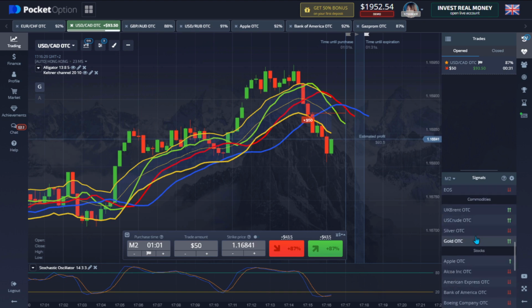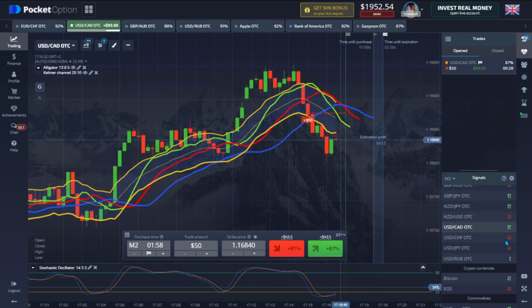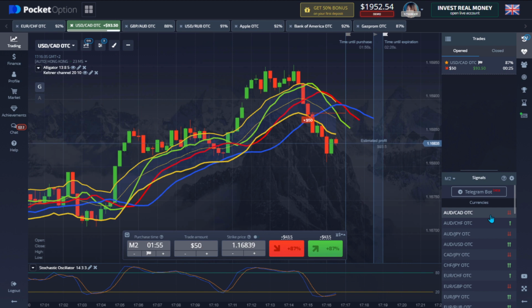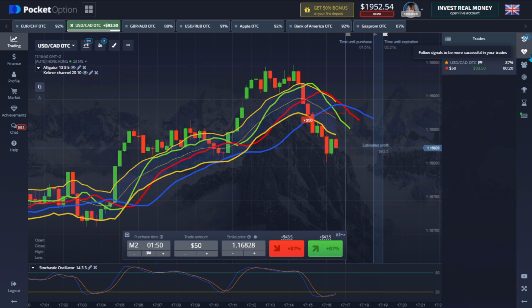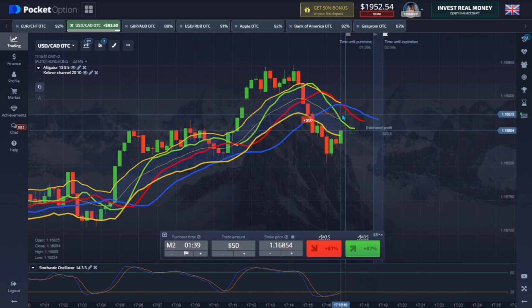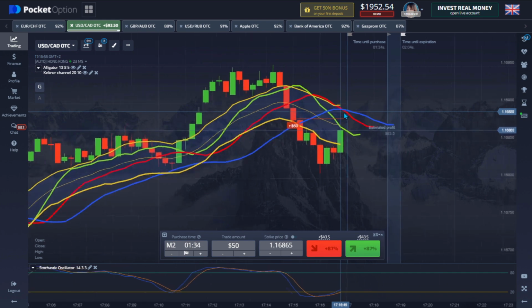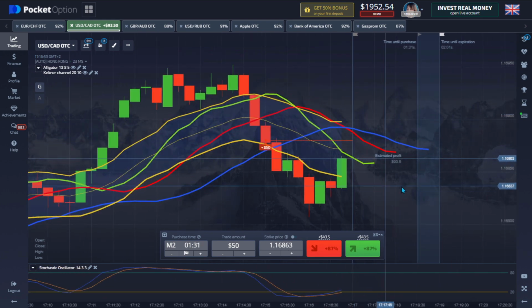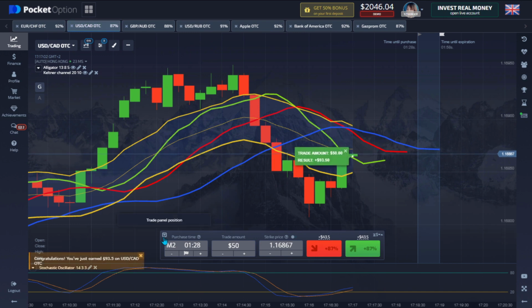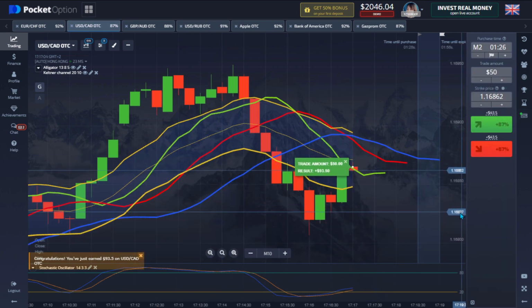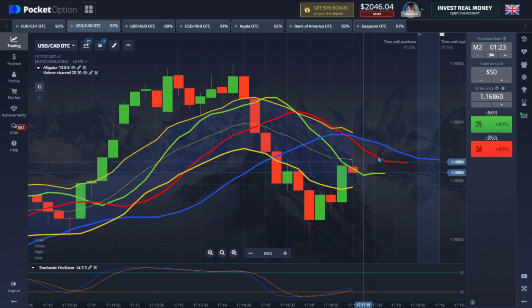You can use the signals, but I prefer to use indicators than using the signals because sometimes the signals are not good enough for us to look at. So let's wait 19 seconds to go before we can gain a profit. I think because we bet on this position, which is 1.1688. Okay guys, let's wait. You can put this here as well. So now guys, we gain a profit of $93.5.